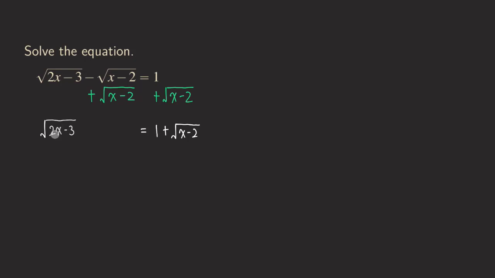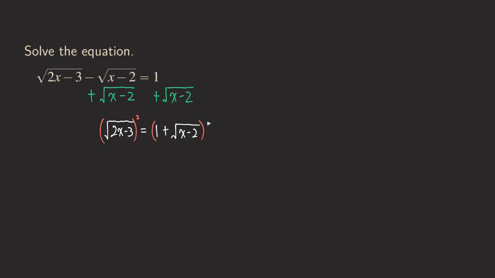Now let me bring this over so that it looks better. So 2x minus 3. Okay, so now our equation looks like this. And because we isolated the first radical, we are going to square both sides. And then you may say, what about this one? This one is okay. We are still going to have to square the two sides of the equation a second time. But right now, let's just get rid of this first radical here.